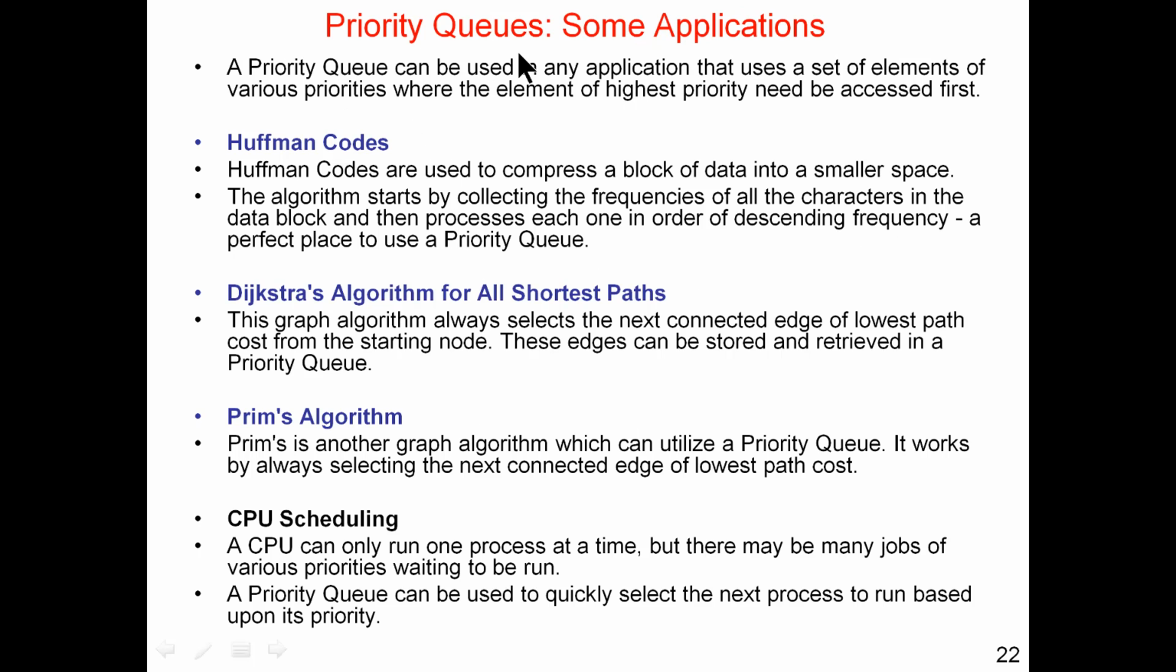There are many applications of priority queues. Huffman code, a very popular algorithm for data compression. Dijkstra's algorithm for shortest path. Prim's algorithm and CPU scheduling. They are all based on priority queues.